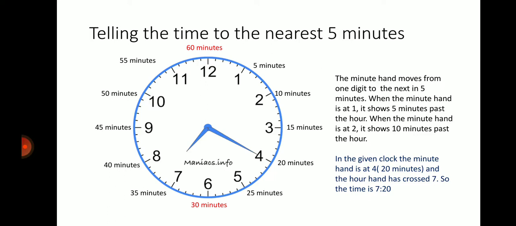if the minute hand is at 1, it shows 5 minutes past the hour. If it is at 2, it shows 10 minutes past the hour. So in the given clock, the minute hand is at 4 and the hour hand is between 7 and 8. So we can say it is 7:20 because 4 means 20 minutes.